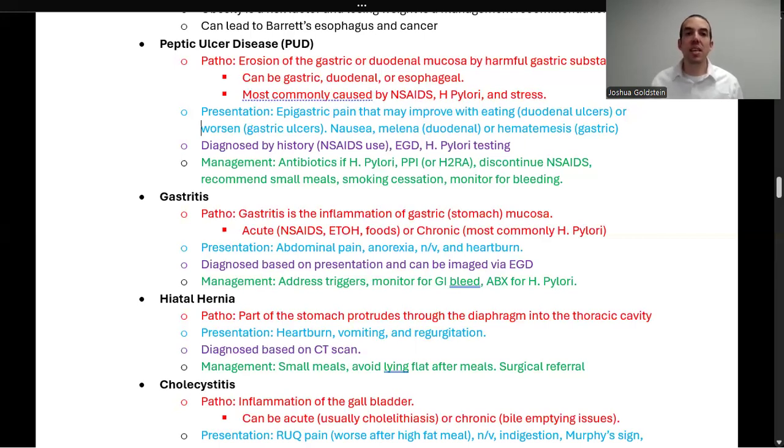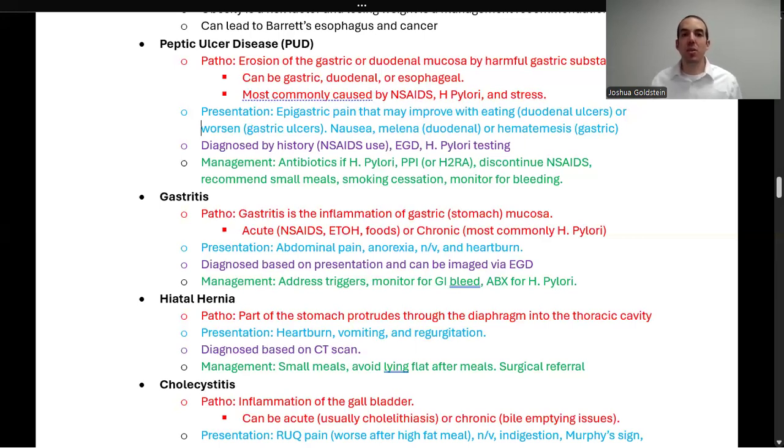The diagnosis of this is done based on history. Let's say they say they use NSAIDs 800 milligrams 3 times a day for the last 10 years. That's a pretty big red flag. It can be diagnosed with an upper endoscopy, which is the EGD, or H. pylori testing if that's what we suspect caused it.